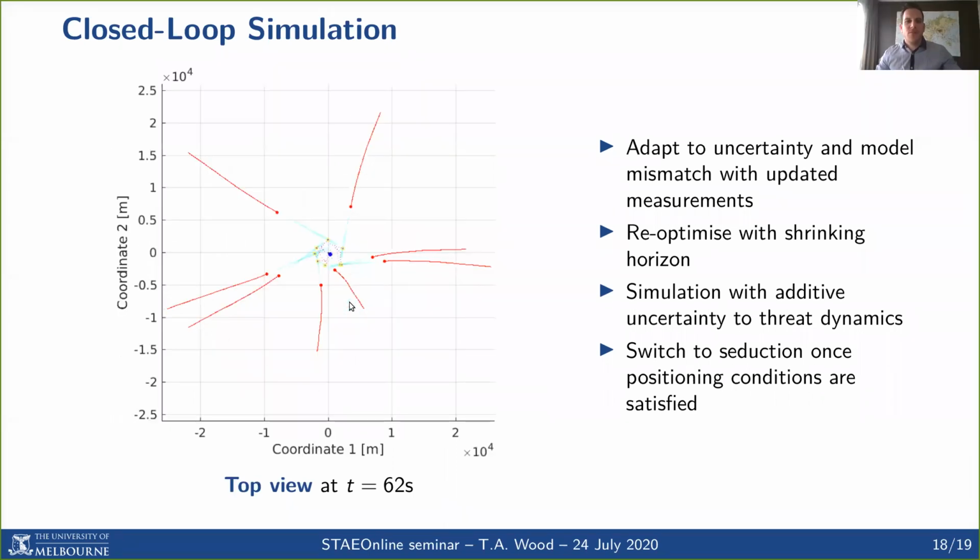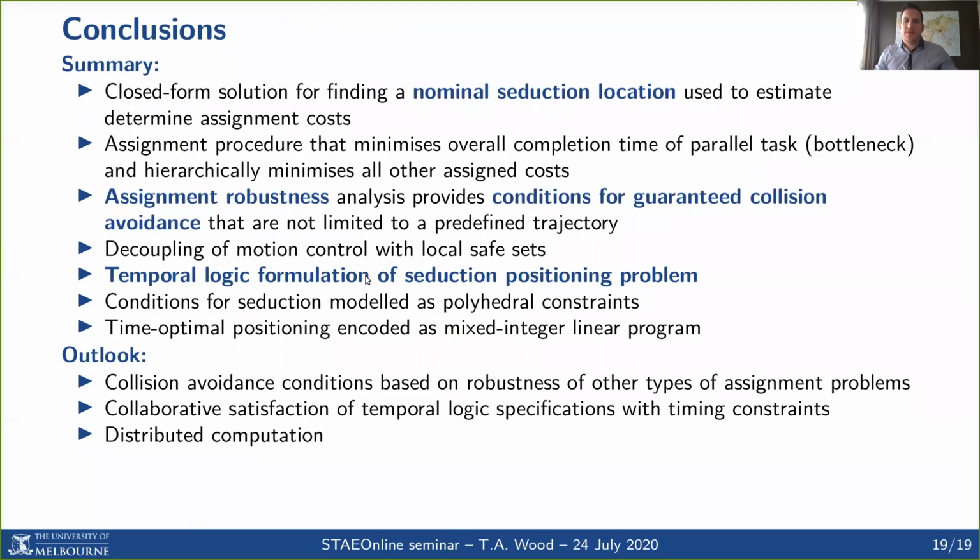So this is a top view of the closed loop simulation. We see that the decoys position themselves and have started pulling the threats away from the asset, which is in the center here. So yeah, sorry, I was a bit slower than I expected. That's all I wanted to say.